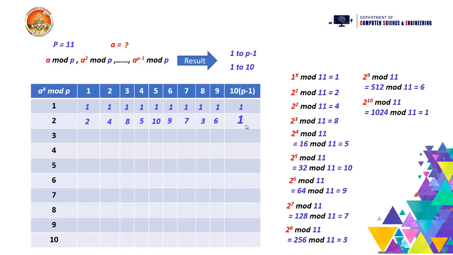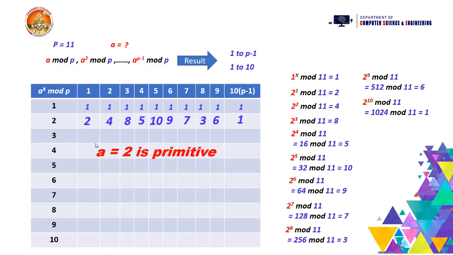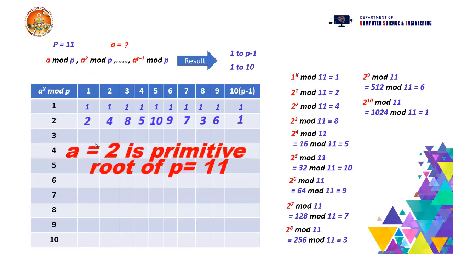So we have 1 here, we have 2, 3, 4, 5, 6, 7, 8, 9, 10. Totally we have all the integers from 1 to 10. Now we can say the assumed number is a primitive root of the prime number. You can solve the remaining numbers also. You may get more primitive roots for a single prime number. Here we are using 2 as a primitive root for prime number 11.